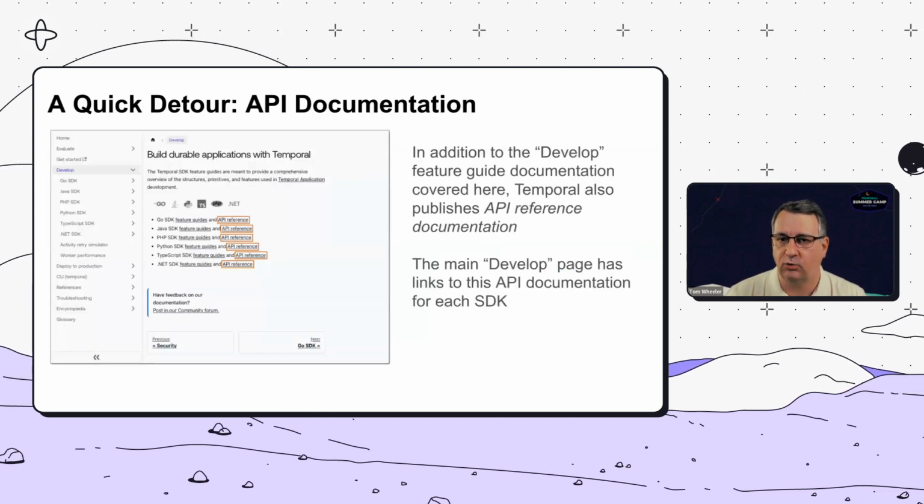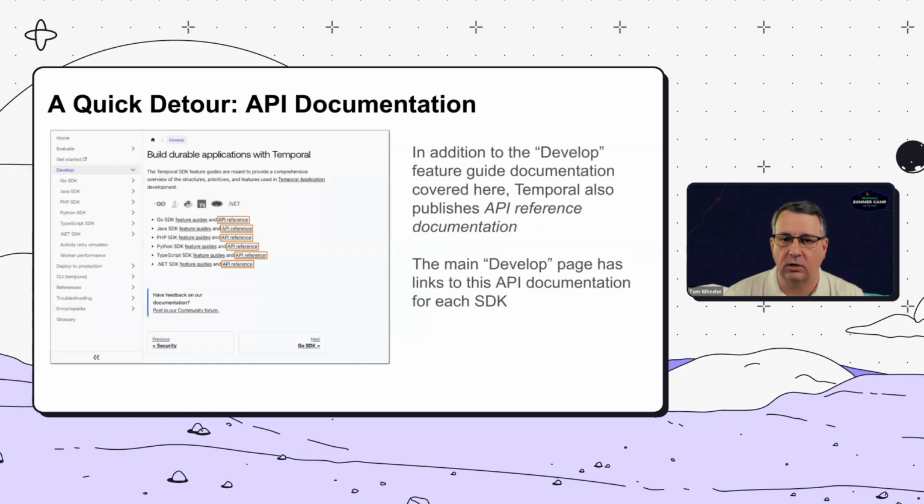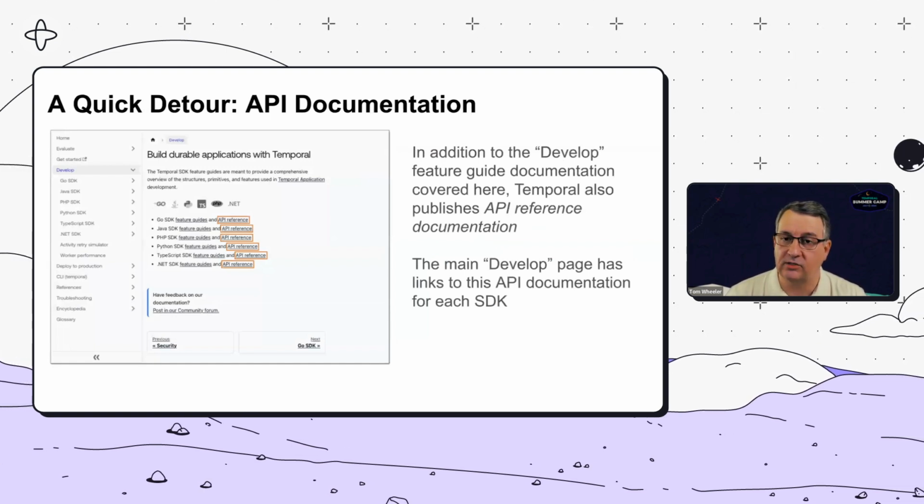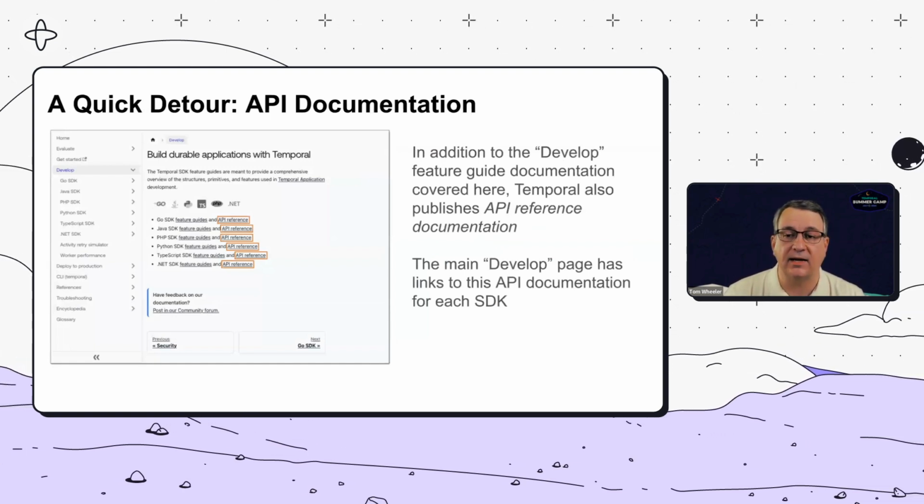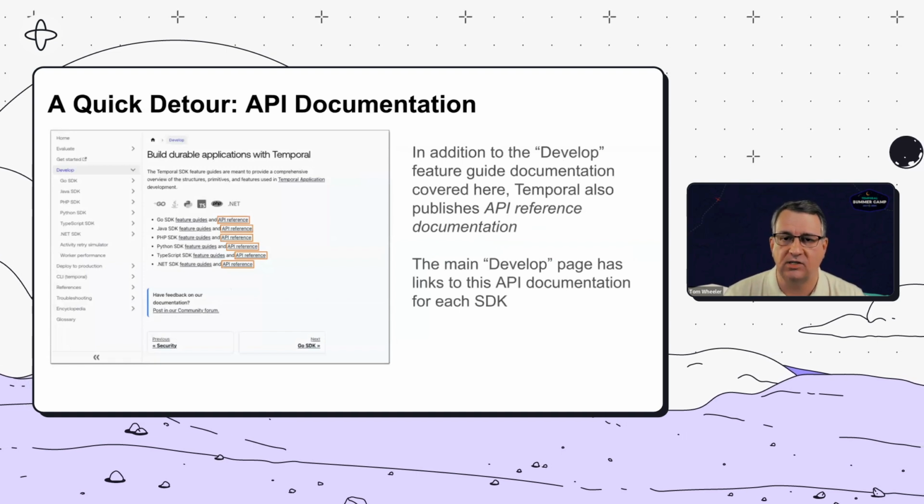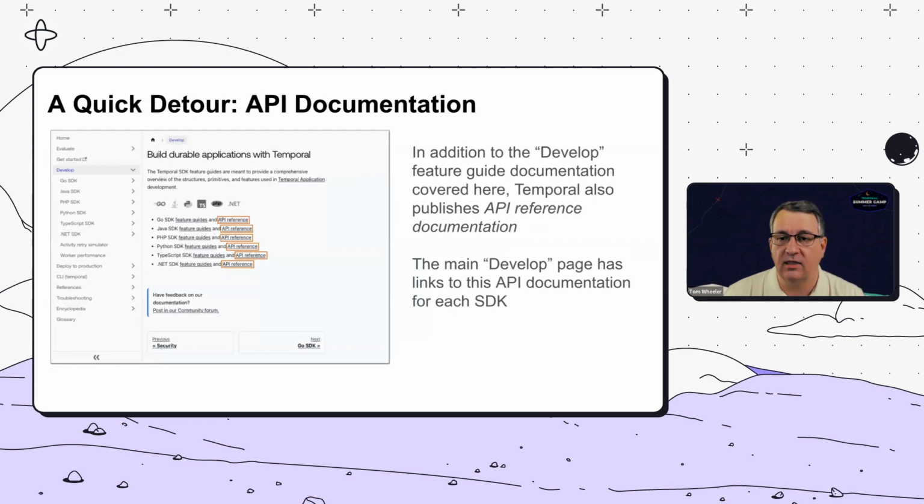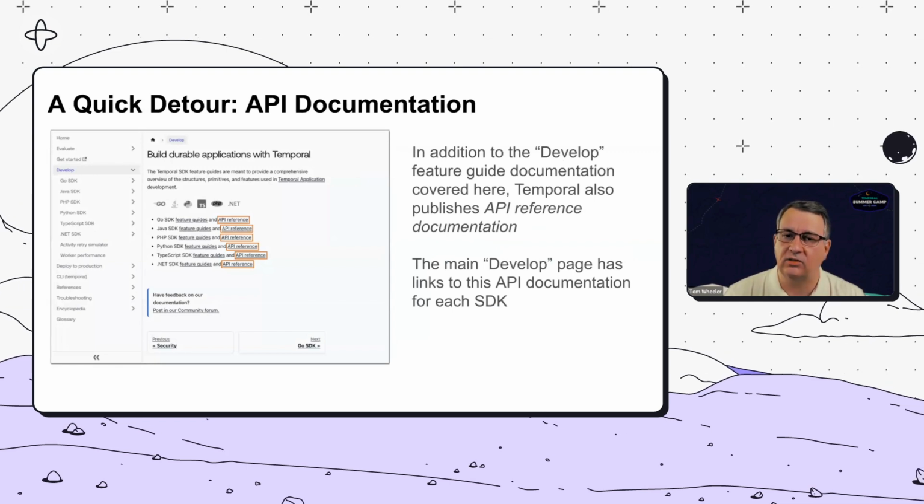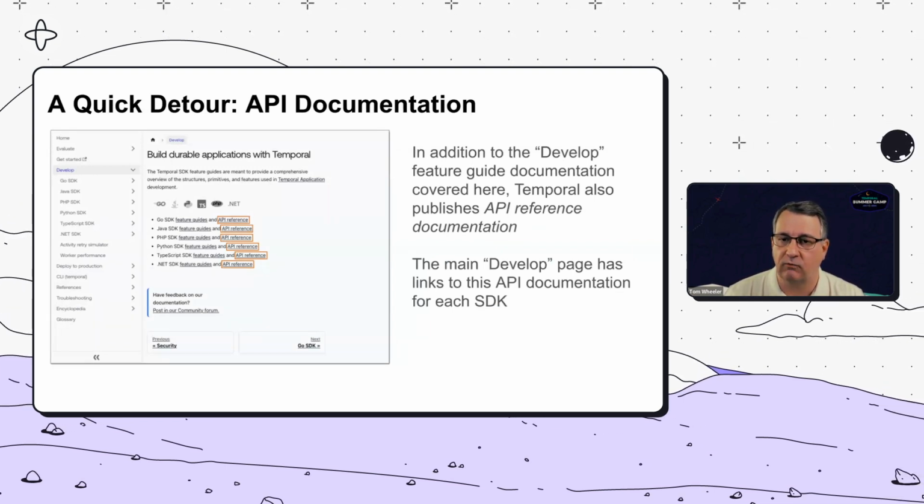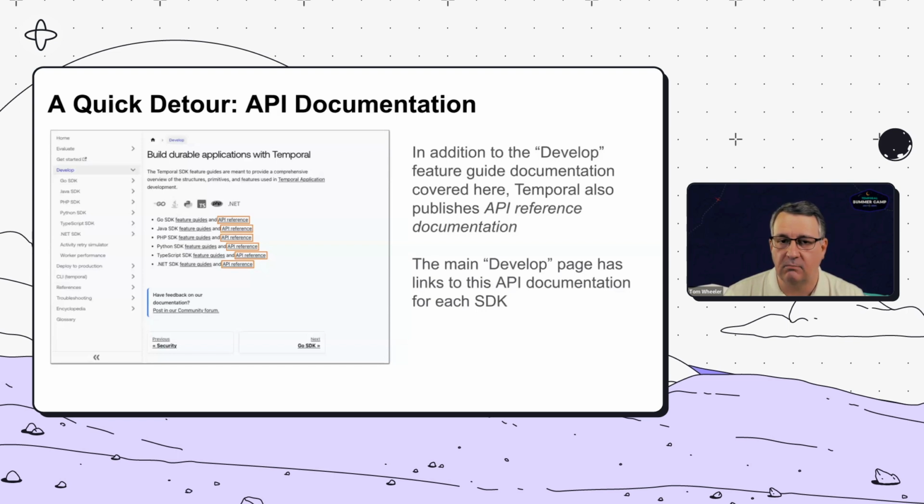I want to take a quick detour here before I go on to the next section. In addition to the feature guides I just showed you, there's also API documentation, which is written by our SDK engineers. If you go to the top level page for develop in the documentation, you'll see links to the API reference documentation for each SDK.